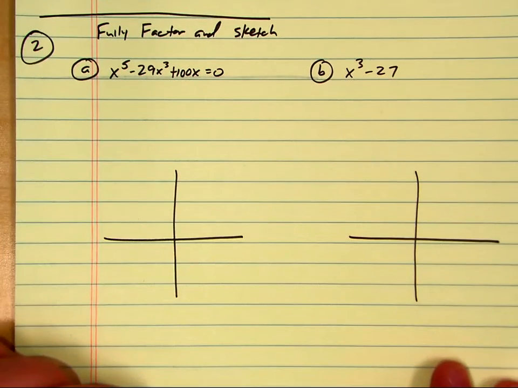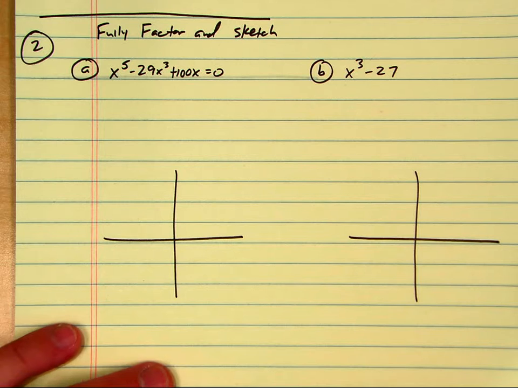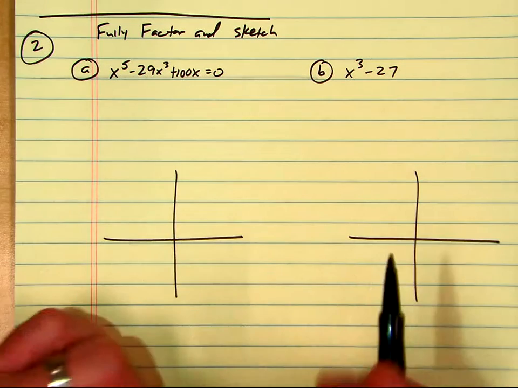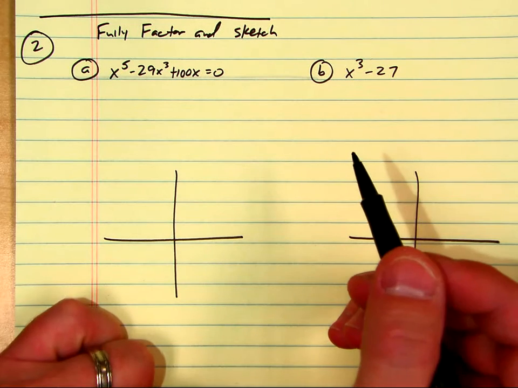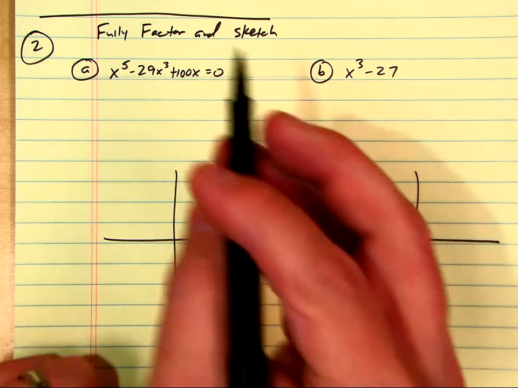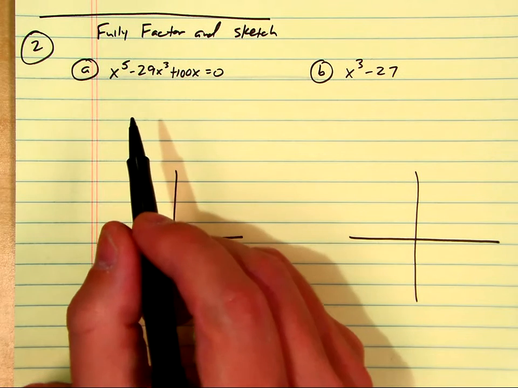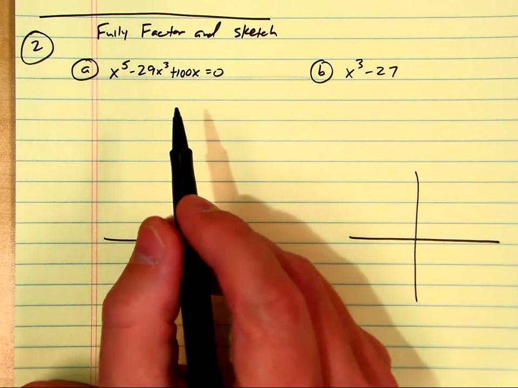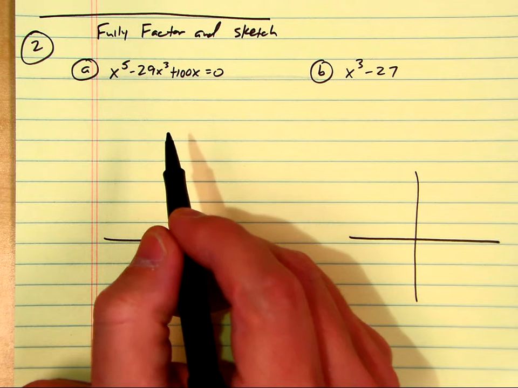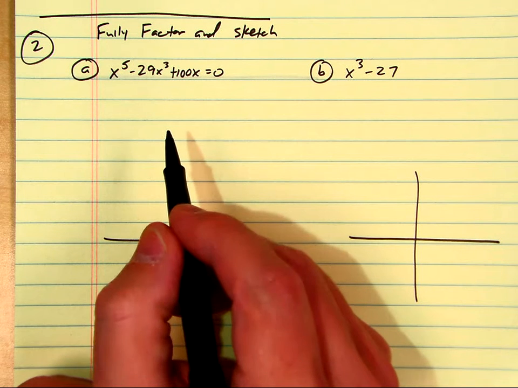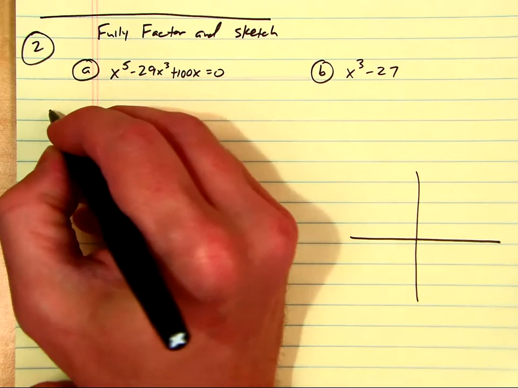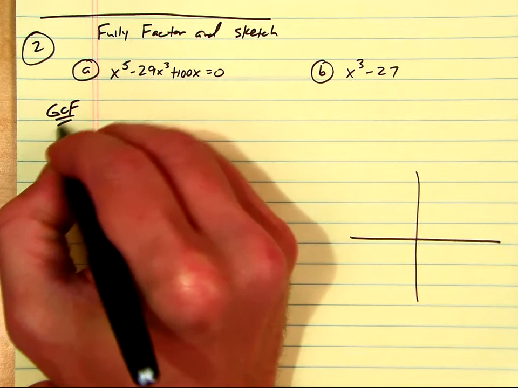Okay, for these two we have to fully factor and sketch. You have to be able to recognize all the structure and all the different ways there are to factor, all the different identities to use. When you're thinking about that, also think about this, and I've said it before, I'll say it again on these videos. The first thing you should look for anytime you're going to try to factor or solve is always look for a GCF first. It makes your life so much easier.